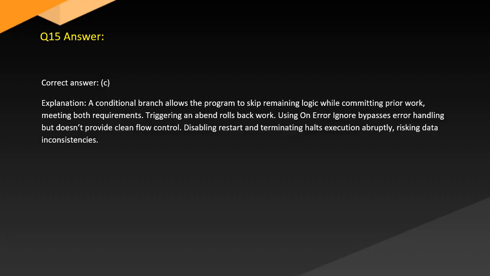Answer. Correct answer: C. Explanation. A conditional branch allows the program to skip remaining logic while committing prior work, meeting both requirements. Triggering an event rolls back work. Using on-error ignore bypasses error handling but doesn't provide clean flow control. Disabling restart and terminating halts execution abruptly, risking data inconsistencies.